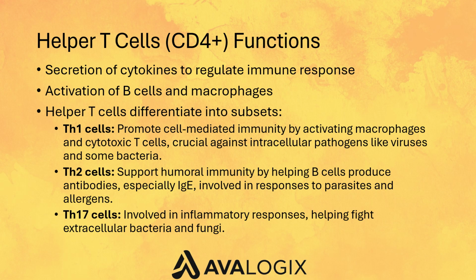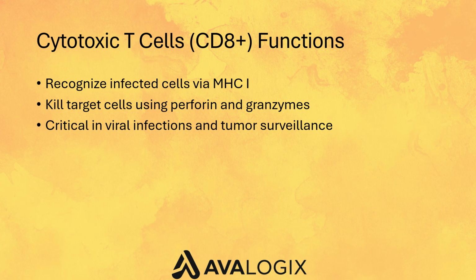By producing the right cytokines, helper T cells tailor the immune response to the nature of the invading pathogen, ensuring an effective defense without excessive damage. Cytotoxic T cells are the immune system's assassins. They patrol the body, inspecting cells for signs of infection or abnormality.